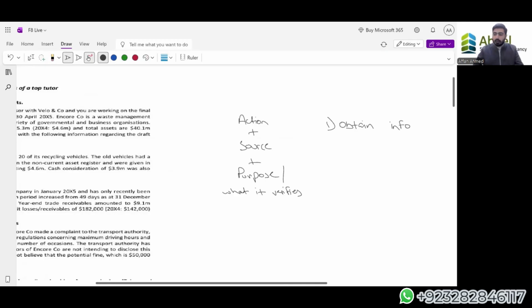Okay, now the second focus should be checking the information through multiple procedures. So checking information is the second part. Now, what are the weaker points that we should try to avoid? I'm writing the avoiding points in red.